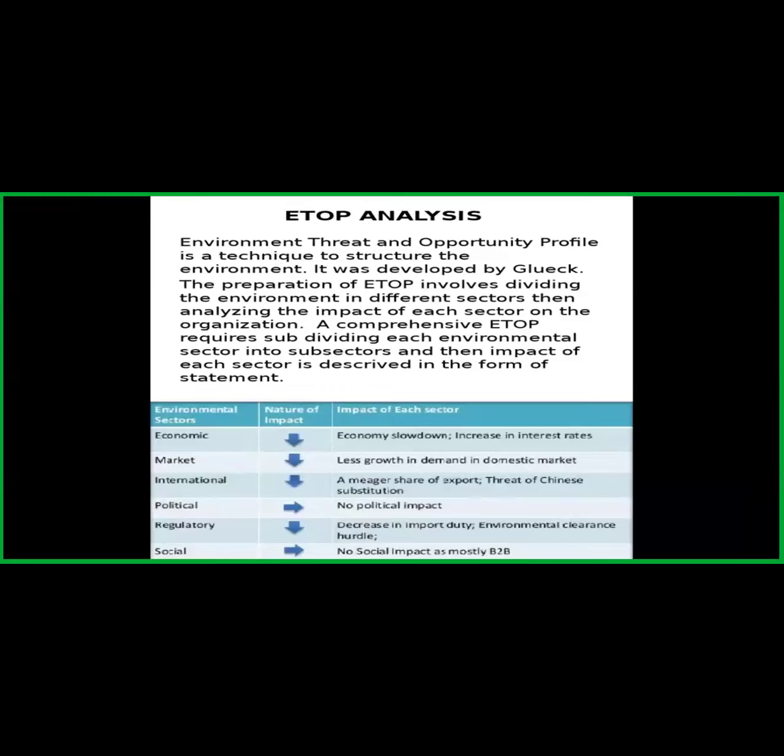I hope everyone has understood what the ETOP analysis is, why it is called proactive, and how the organization analyzes the impact of economy, technology, socio-culture, and the political environment on the growth and success of the organization, and how it tries to encash the opportunities and overcome the threats. So that was related to ETOP analysis.